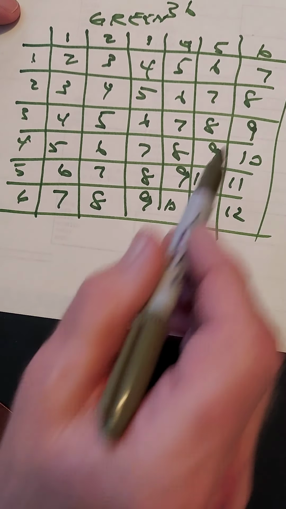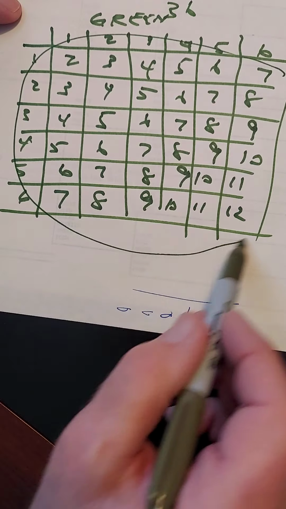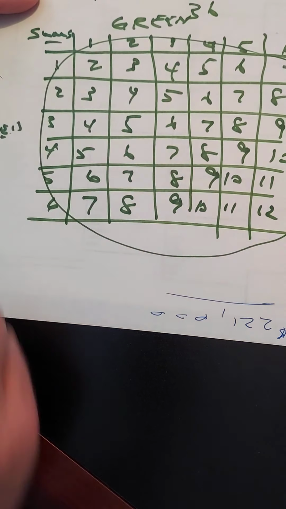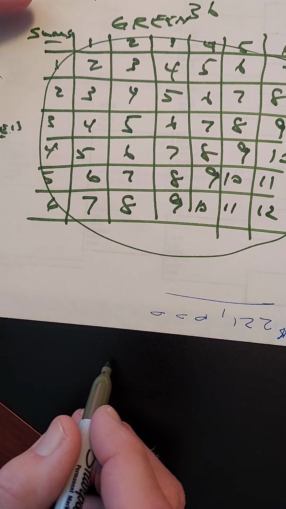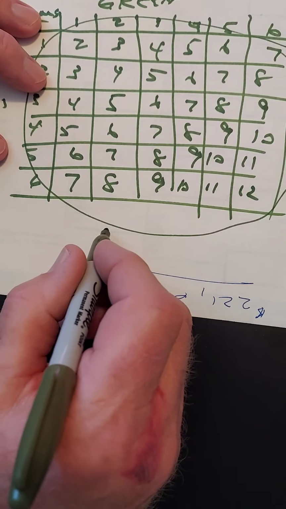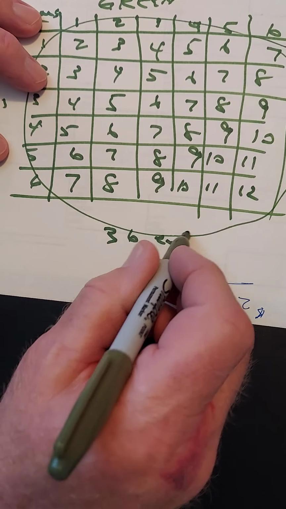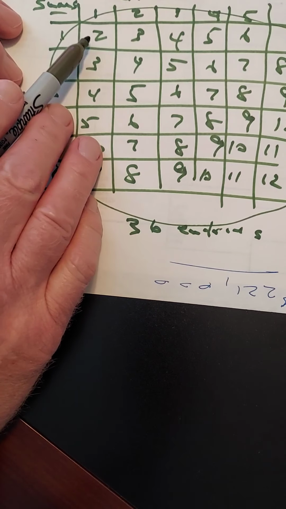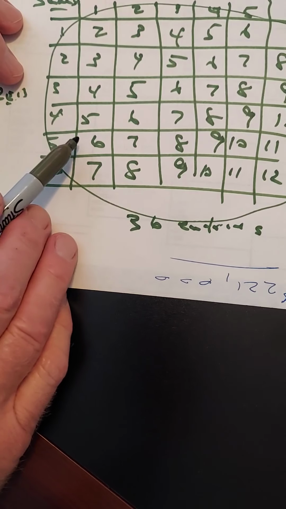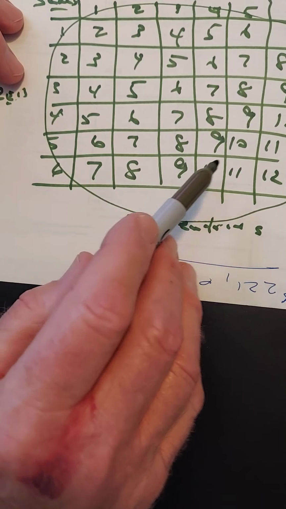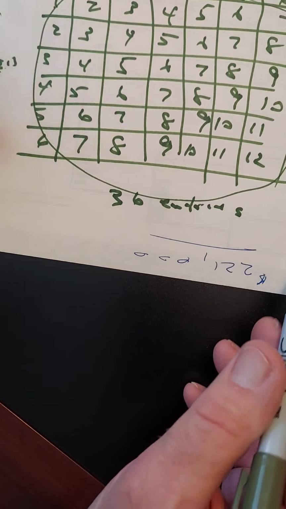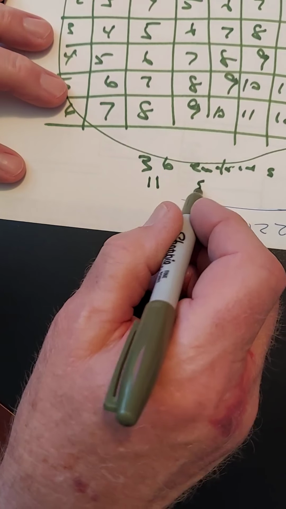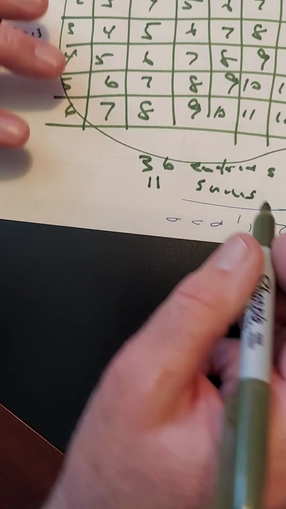And when you look at these, how many sums do you have? And that's what we got here. We got sums. There's 36 entries. But when you look at it, 2, 3, 4, 5, 6, 7, 8, 9, 10, 11, 12. There's 11 different sums that could come up.